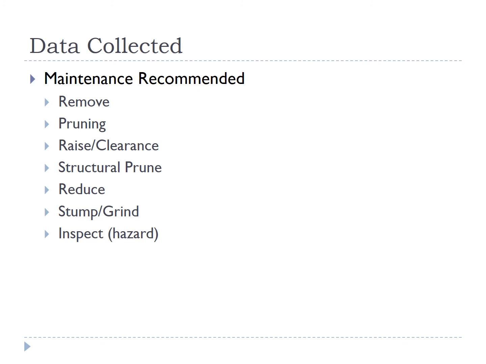Is there a clearance issue? Do we have to raise it up off the sidewalk or clear it away from a stop sign? Does it need some structural pruning and training? Do we need to reduce it from overhead obstructions? Or is there a stump there that needs to be ground? And in many cases, if there's something that we're not sure what's going on, we might have someone come and re-inspect. And this is again where we might have a certified arborist come out or whoever's in charge of the trees at the city. And they would come out and decide what's happening.